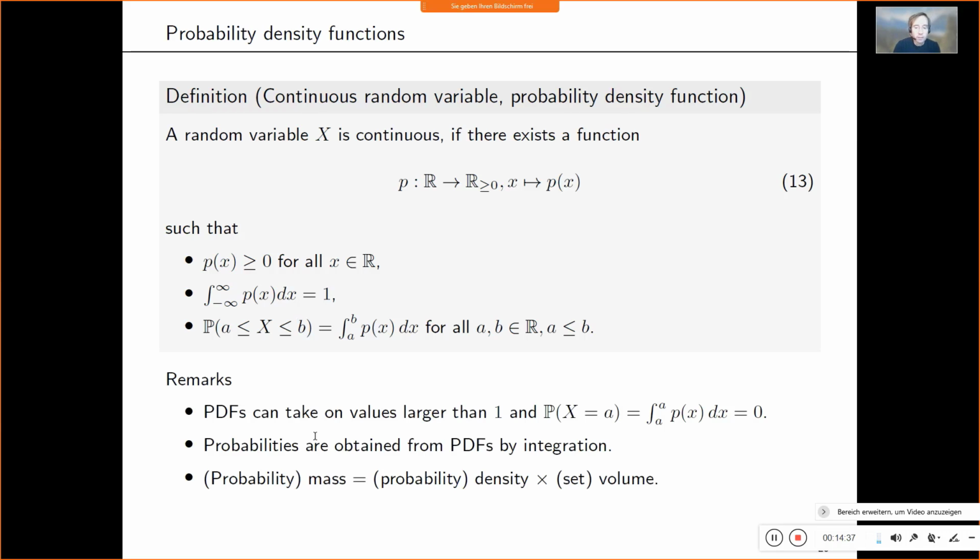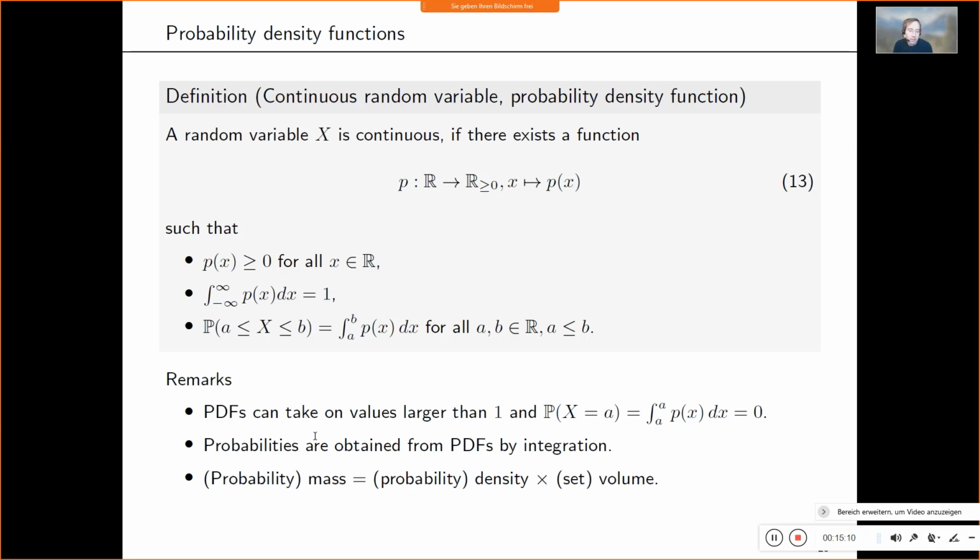What's sometimes confusing people when they see PDFs is that they can take on values larger than 1, but that's not too confusing. That's just because they refer to a density and not to a probability mass. The probability for a continuous random variable to take on any specific value a is 0, because there are really many real numbers. That's one way to look at it.